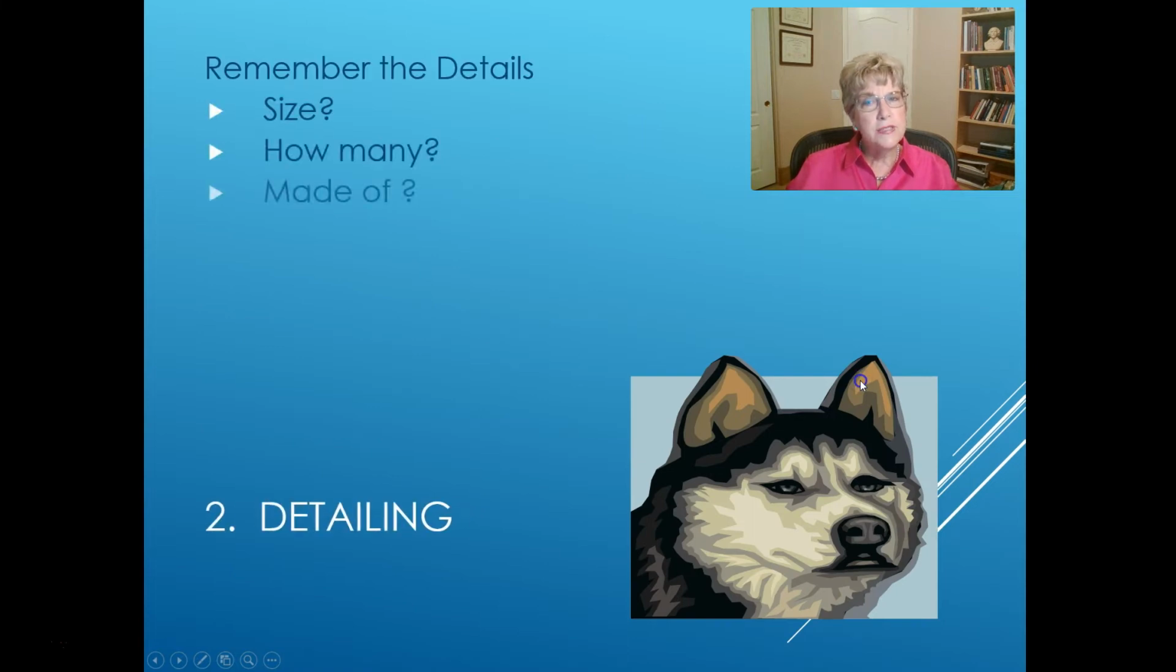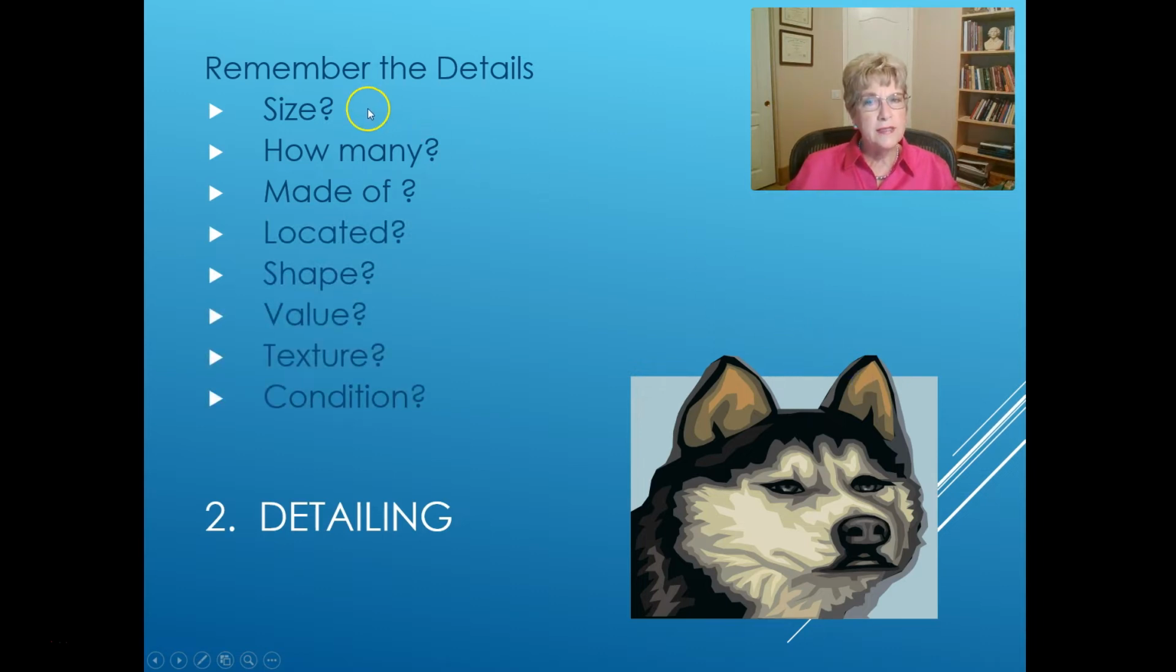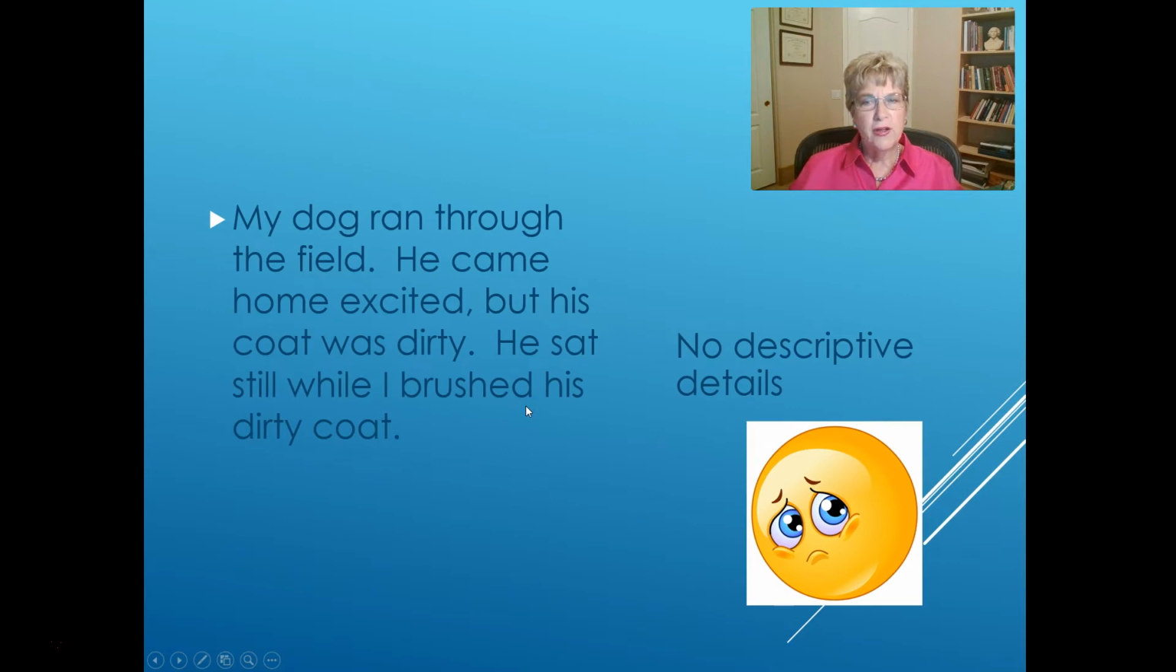Now, when we consider details, these are the questions we want to ask ourselves. What size is it? How many? What is it made of? Where is it located? The shape, value, texture, and condition. Now, we wouldn't want to do all of these unless we're writing a manual. It's very important to have all these details, but for descriptive writing, we would just pick a few of those. And I'll give you an example.